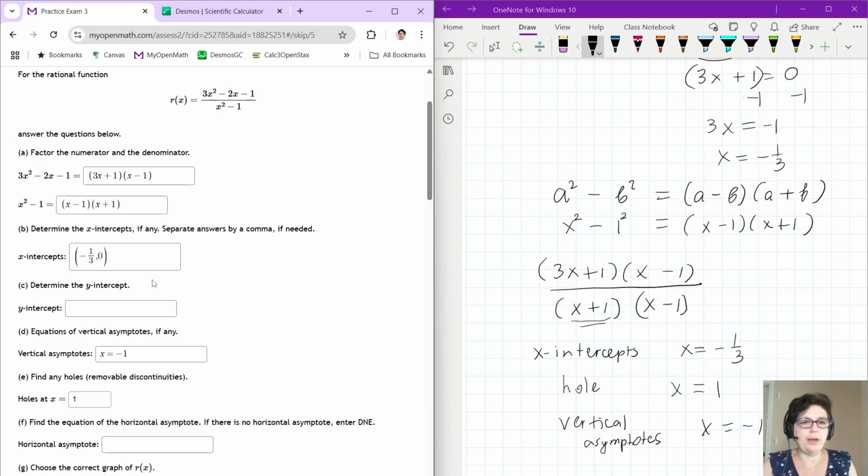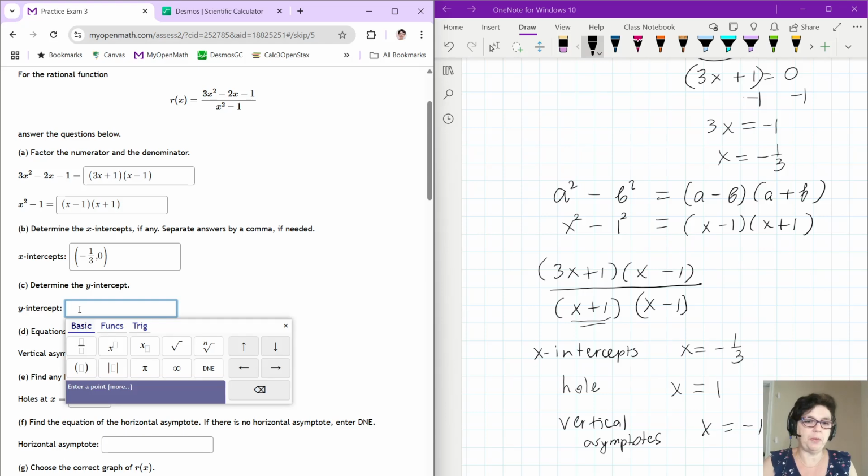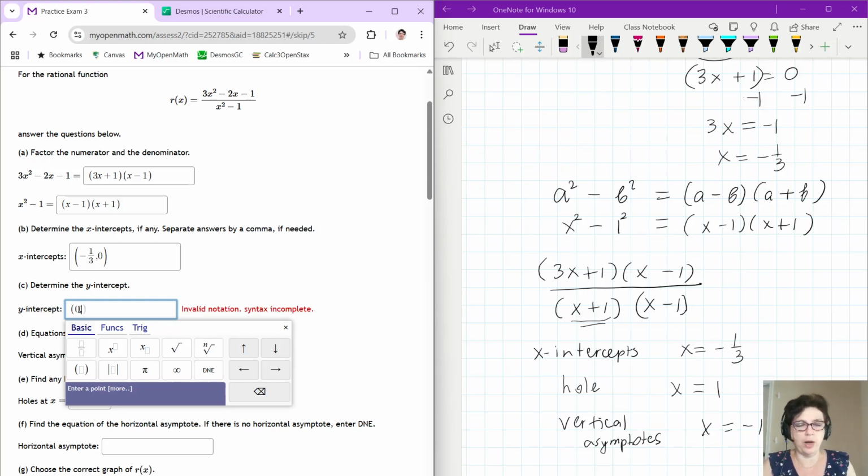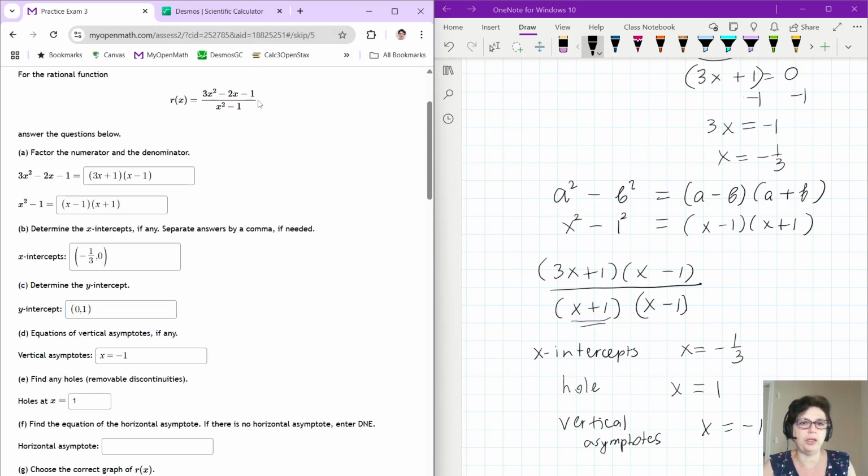Now, to find the y-intercept, this is where you have to plug in x equals 0. So if you plug in x equals 0, then all the terms that have x will disappear. And then I'm just going to get -1 divided by -1, which is just 1. So for the y-intercept, x is 0, and then y, as we found, is 1. So that would be 0, 1. So this is just plugging in 0 into the function, finding the y value.